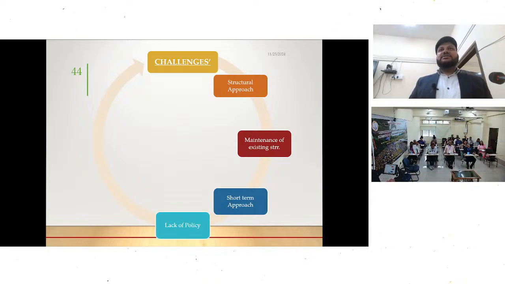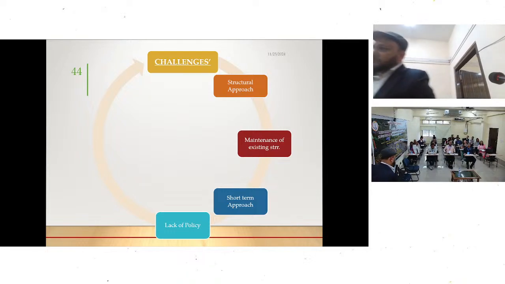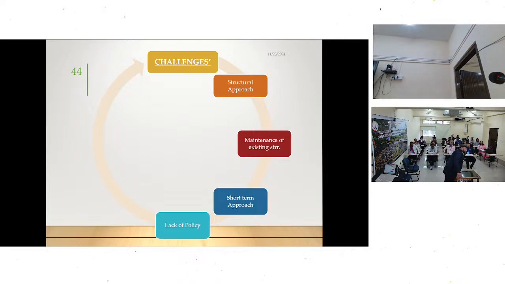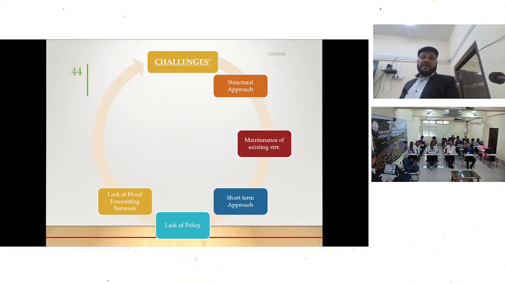And there is a lack of policies. The floodplain zoning act has not been passed by many states. Almost all the states have not passed it; only 4 states have. There is also a lack of a flood forecasting network. Only the Central Water Commission is doing flood forecasting, and it is also very limited. Only around 400 to 500 stations are there in the whole of India, and the state governments are not doing it.